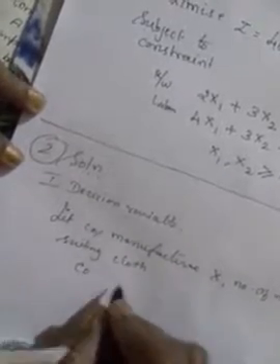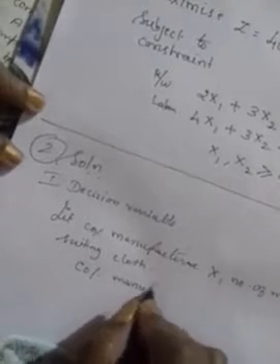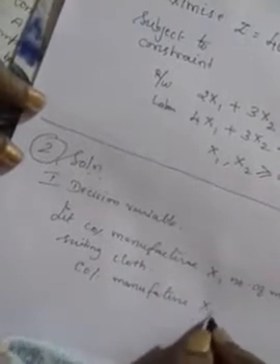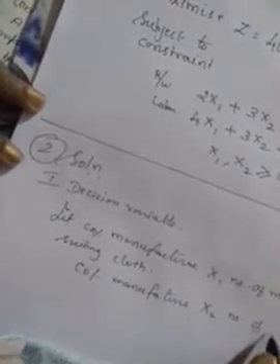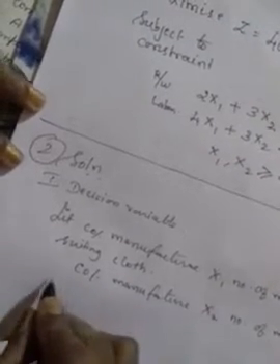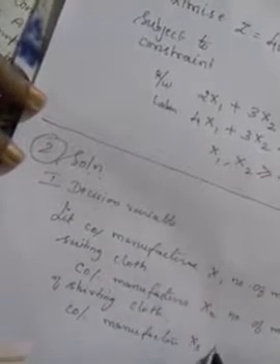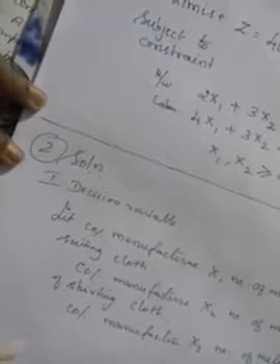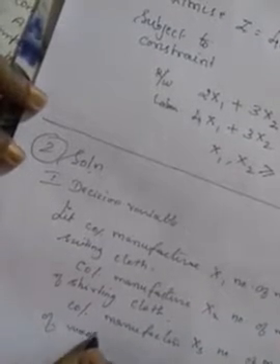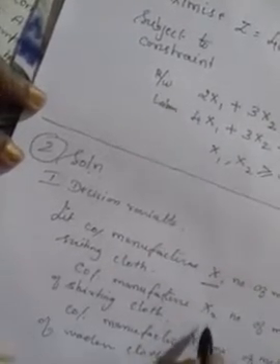Similarly you write for the other two. So the company manufactures X2 number of meters of shirting. And the third one, the company manufactures X3 number of meters of woolen cloth. Okay, these are the 3 decision variables: X1 for shooting, X2 for shirting, X3 for woolen cloth.